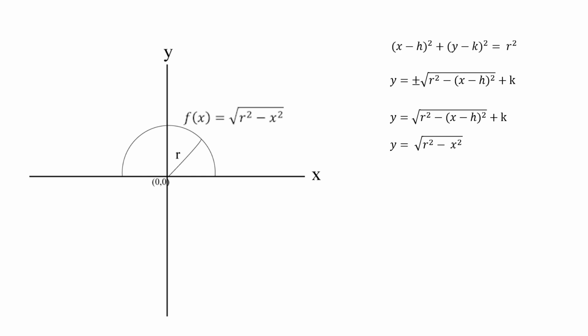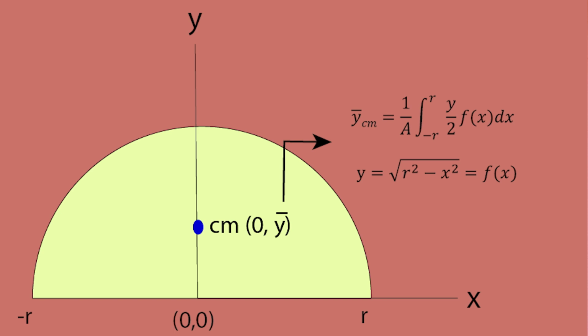Then I end up with my function f of x is equal to the square root of r squared minus x squared. Now remember, this is going to be the y coordinate, so I have to use my y formula, which will be 1 over a integrated from negative r to r, y over 2 times f of x dx, where remember f of x is simply y. So when I put my f of x in, my square root of r squared minus x squared, I end up with a very, very simple integral to integrate.